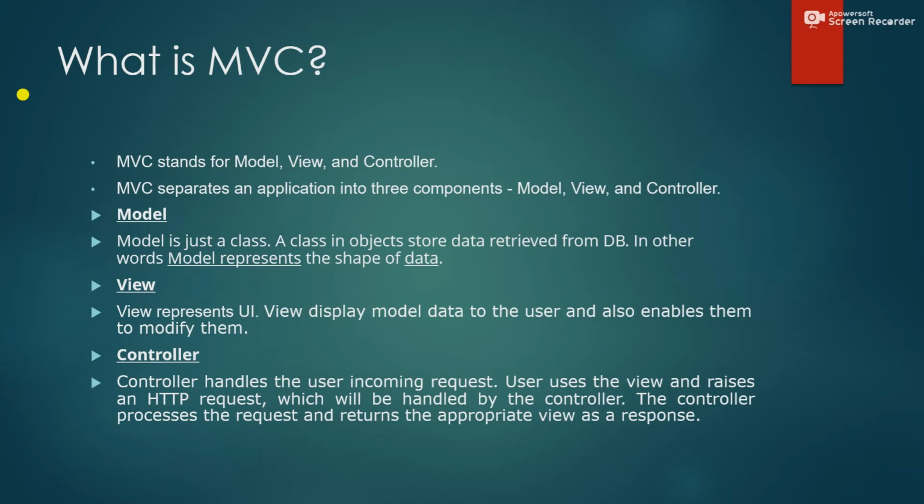So model is related to your data, view is related to the UI, and controller handles your request and gives the response back. That is the main job of model, view and controller. In that way, separation will be there in your code, and your code will be more maintainable and meaningful.